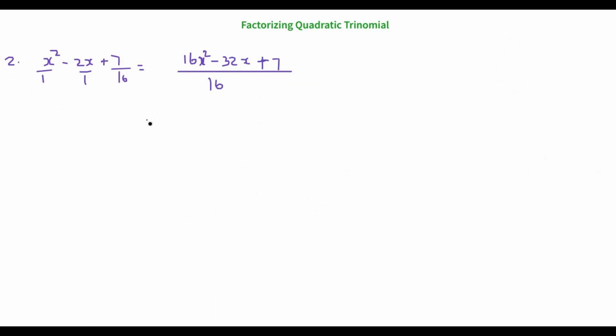So now as usual, how we did the previous question, we take 1 by 16 out, and then the remaining equation is written inside the bracket. So we have 16x square minus 32x plus 7. So now as you could see, this is very easy to solve. So now when we add or subtract, we need negative 32, and when we multiply we need 16 times 7, which is 112. So it is positive 112.